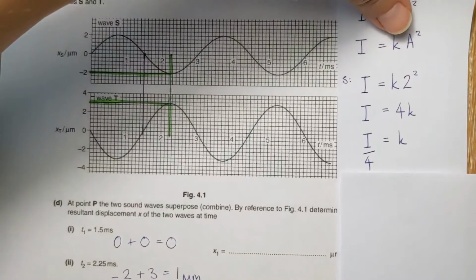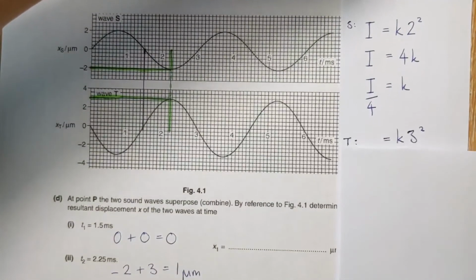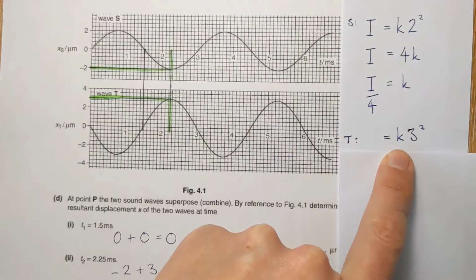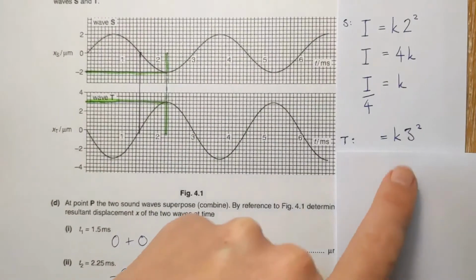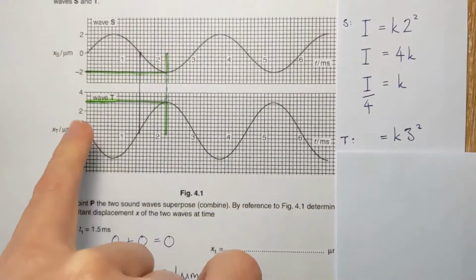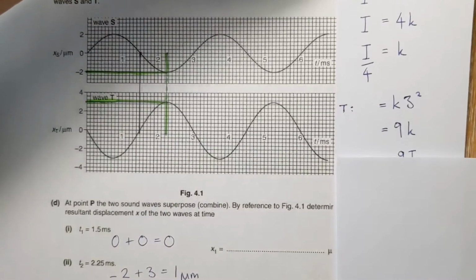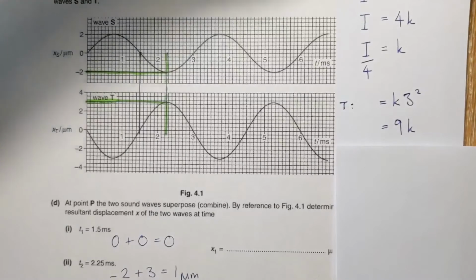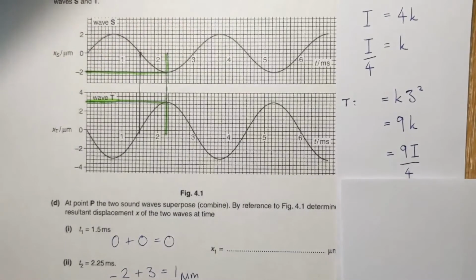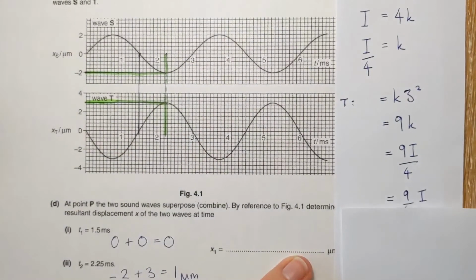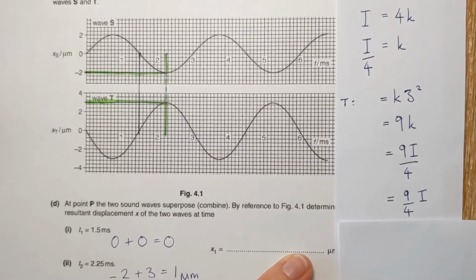Now thinking about what would happen if we just had the wave T. Well, the intensity then would be the same constant, because it's the same type of wave in the same situation, so the same constant, but the amplitude of the wave T is 3 micrometers, I should say, and so that means that the intensity is going to be 9k, but we know what k is, it's I over 4, and so that means that the intensity, if you just had wave T, would be 9 over 4 I, and that is 2.25 I.